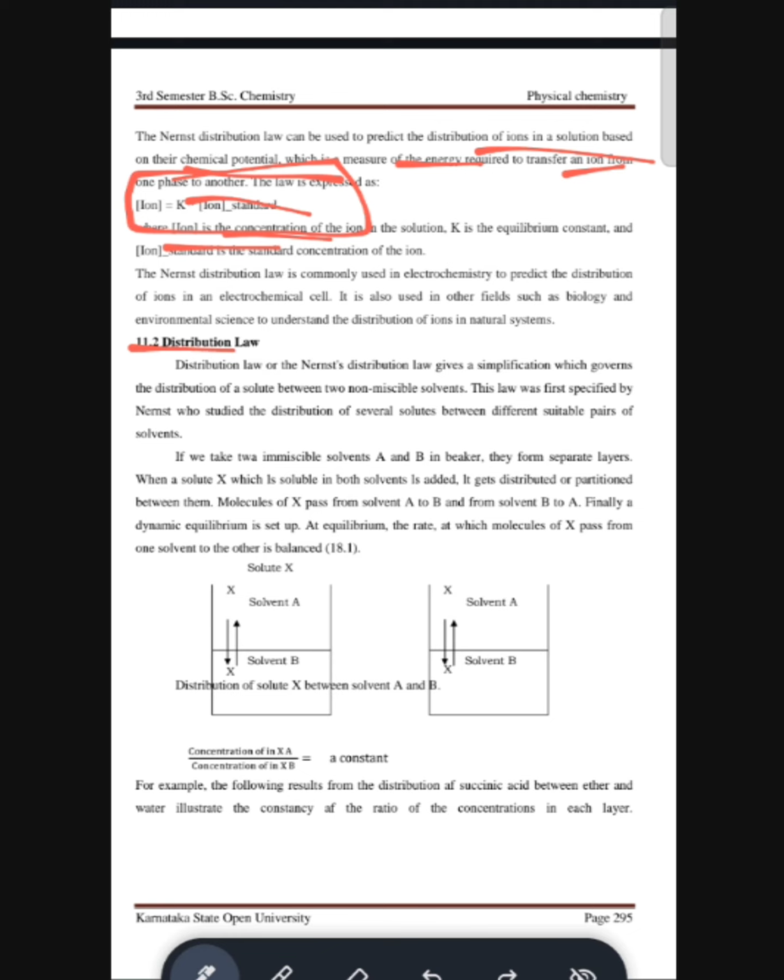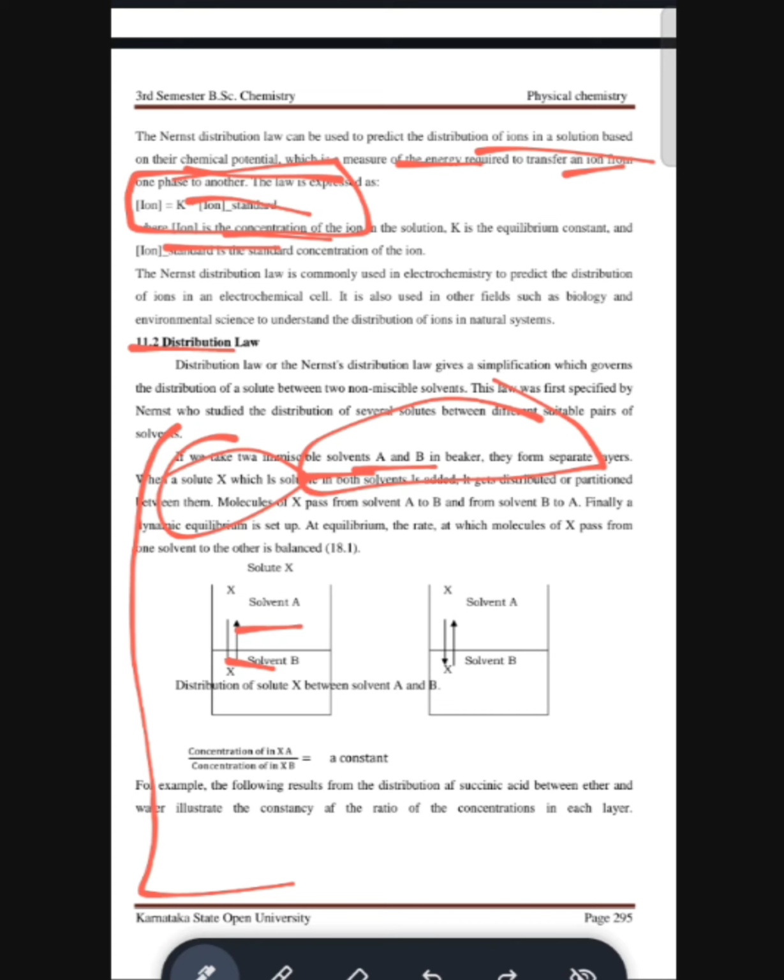So here, for example, this is how the distribution law works. If you take two immiscible solvents, that is solvent A and solvent B, two different layers will form. X is the solute, which is soluble in both solvents. This is the experimental part. We have taken two solvents, A and B, in a single beaker and we are going to add X moles of solute to that beaker.